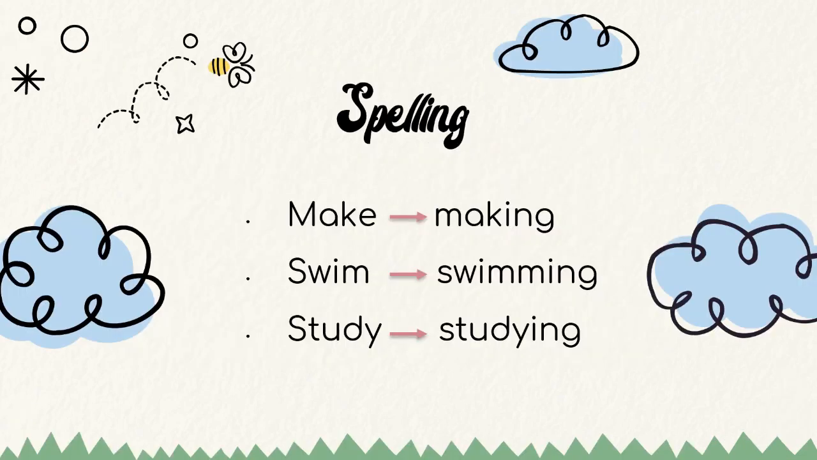For additional help, in present continuous, the spelling is just that you need to take the root word and add an ing. So make becomes making. She is making a dish for tonight's party. Swim becomes swimming. And study becomes studying. She is studying for her exam next week.